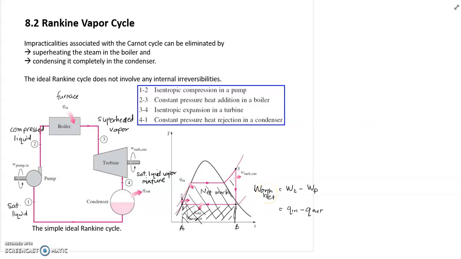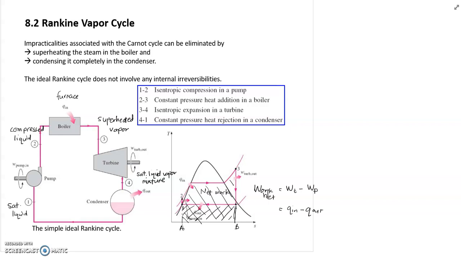Assalamualaikum students. So let's resume our lecture on the Rankine vapor cycle topic. In the previous class I gave you the video on the Carnot cycle and also the Rankine cycle. So I just want to recap the theory and emphasize the theory on the Rankine vapor cycle.